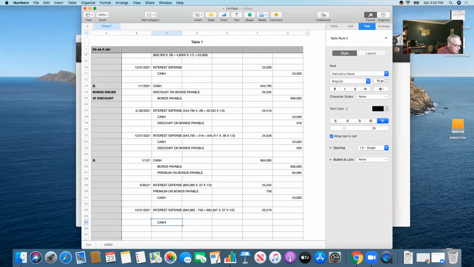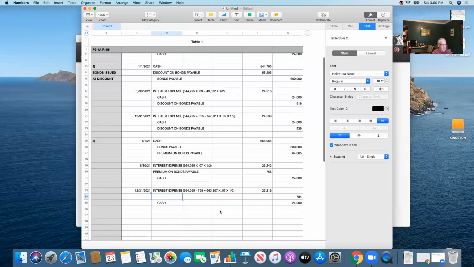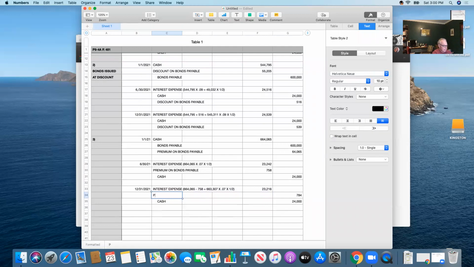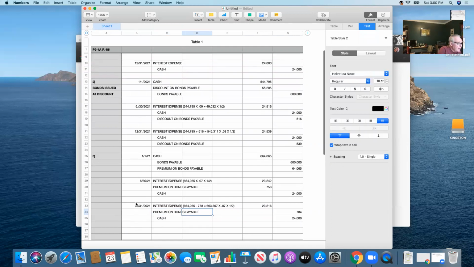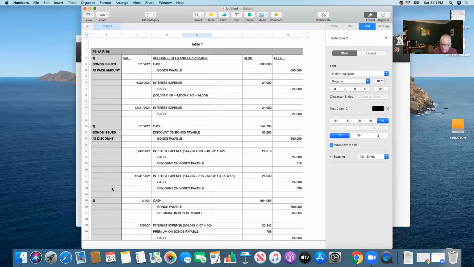We still have the credit to cash, $24,000. So now what's the difference? We need a number to balance the entry. Again, it's around $800. The difference between 24,000 and 23,216 is 784. And that's going to be premium on bonds payable. So that takes care of that homework problem, 9-4A.